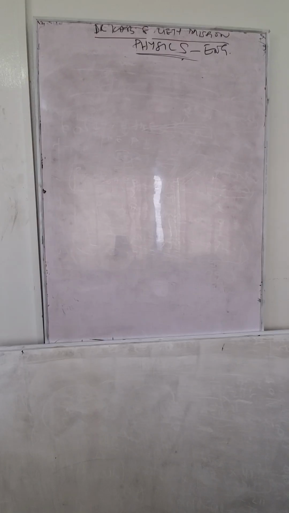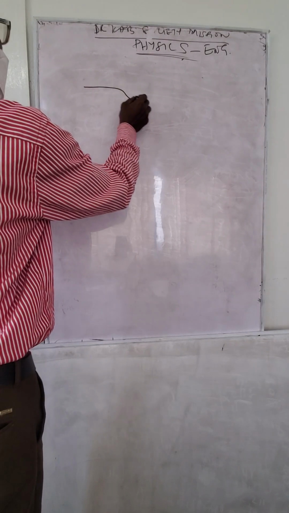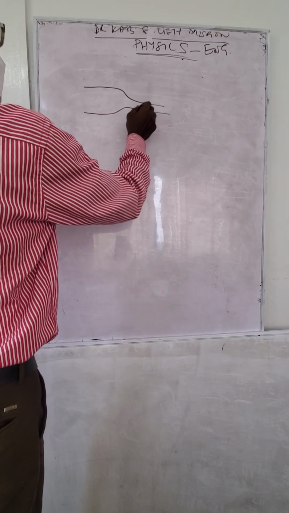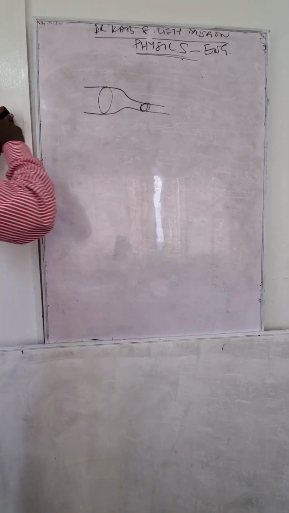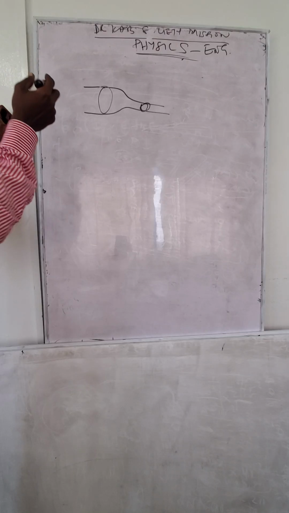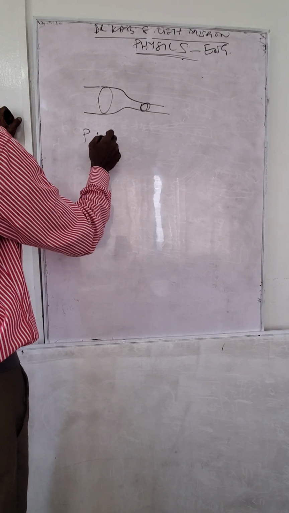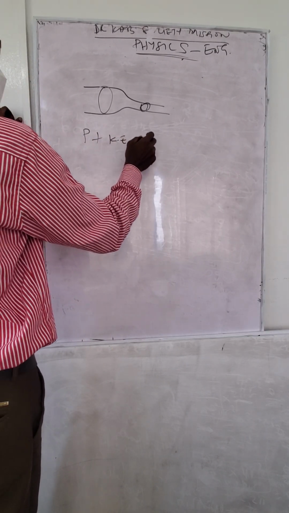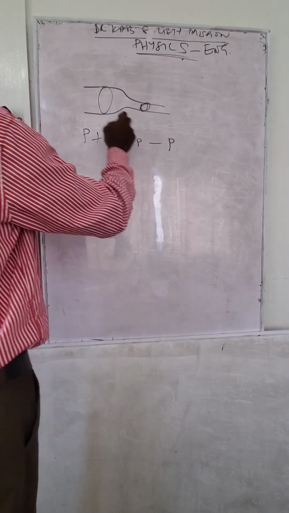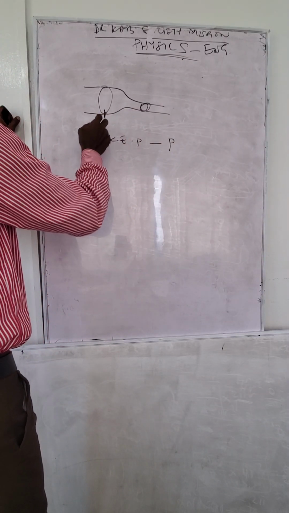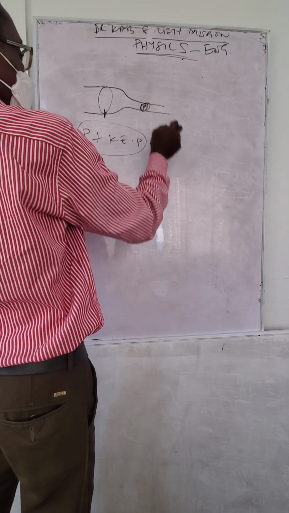So we have the Bernoulli principle. So the Bernoulli has something like that. So we are trying to see the pressure here, the pressure there. Okay. Now the principle is the same. Kinetic energy. So whatever we have here is constant, and whatever we have here is also constant.